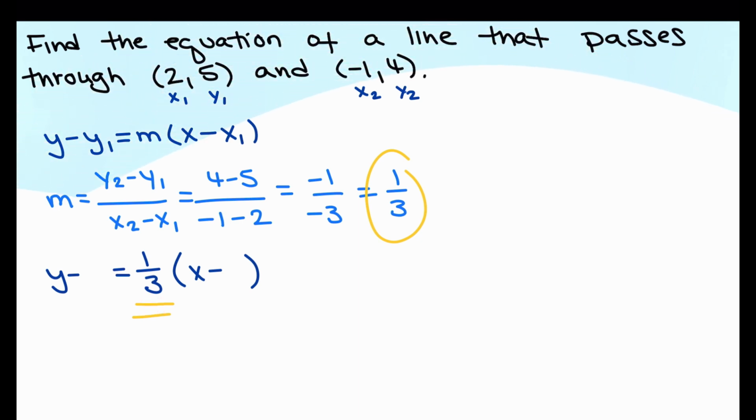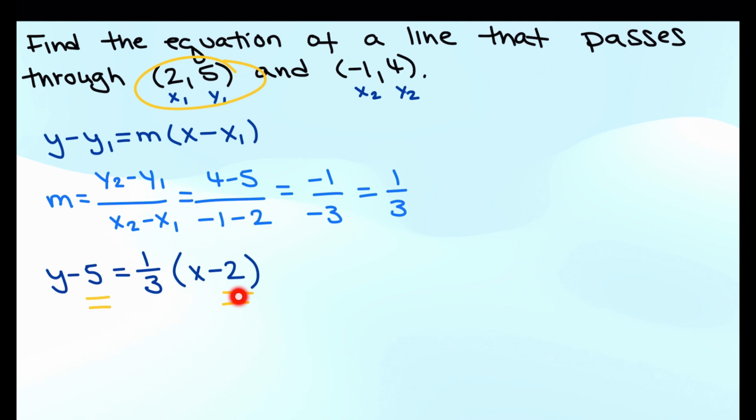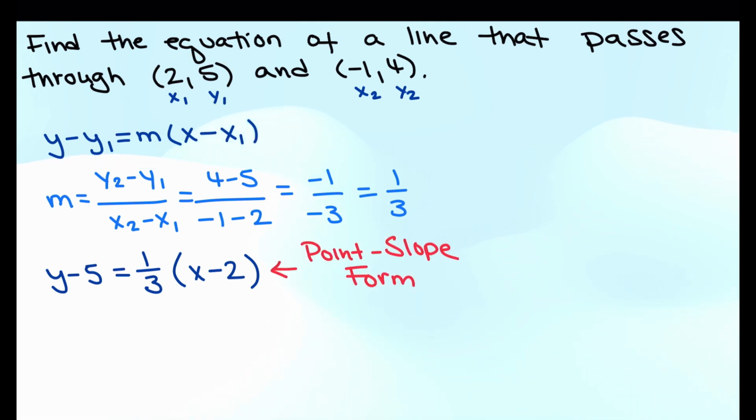And then it actually turns out we can use either point for our x1, y1. It actually doesn't matter. We'll get the same answer in the end. I'm going to go ahead and just use the 2, 5 as my x1, y1. So I'm going to put 2 in for x1, and I'll put 5 in for y1. And there's my equation in point-slope form. Y minus 5 equals 1/3 times x minus 2.